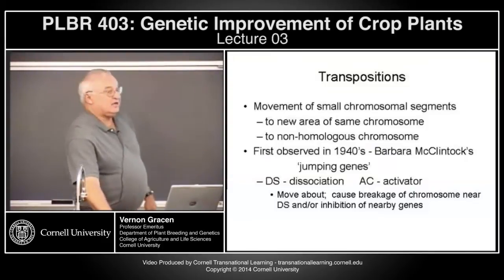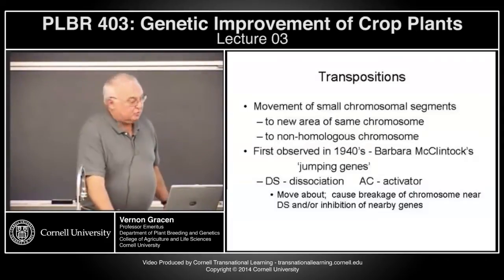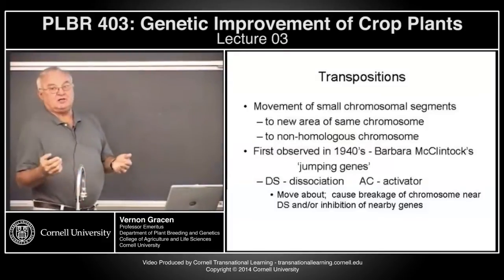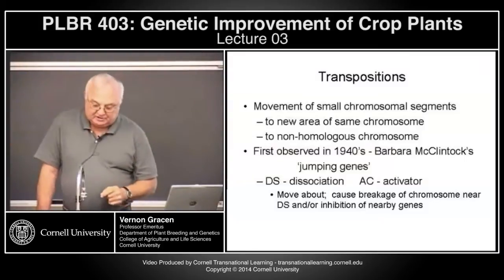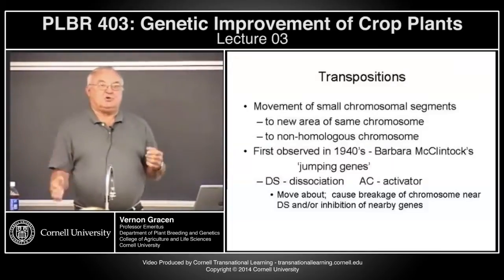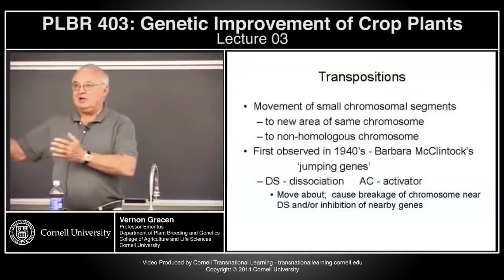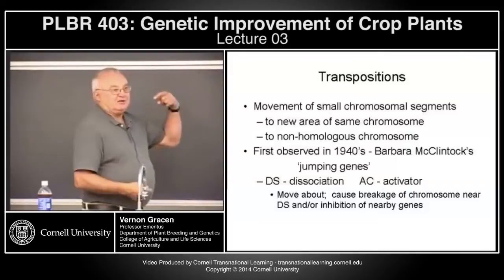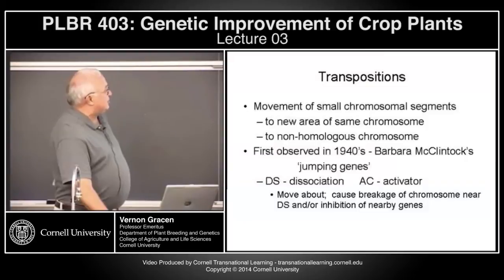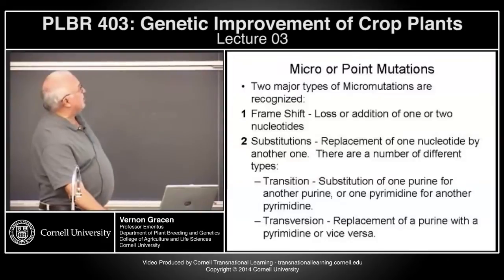And of course transpositions I just throw in here because it's really just movement of small areas. They can move to the same chromosome, to their homolog chromosome, to non-homologous chromosomes, and these were first observed in the 40s by Barbara McClintock, who was at Cold Spring Harbor at the time, but who was a graduate student here at Cornell, and published this work in the 40s, and for about 30 years was considered a batty old lady, until finally the molecular technology caught up to Barbara's mind, and people realized that no, in fact, there are jumping genes.